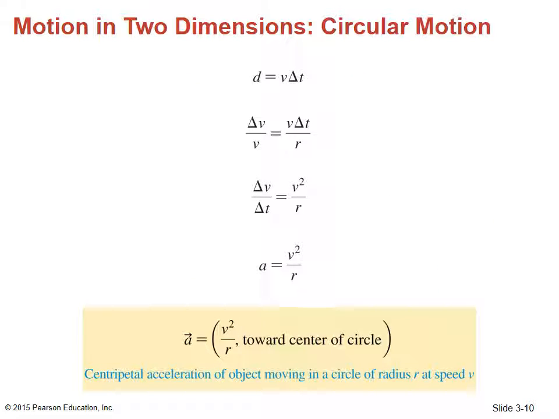The displacement is just the speed v times the time interval delta t. Using similar triangles, we find that delta v divided by delta t is v squared over r. Since delta v over delta t is the acceleration, the centripetal acceleration is v squared over r. Centripetal means center seeking and points towards the center of the circle.